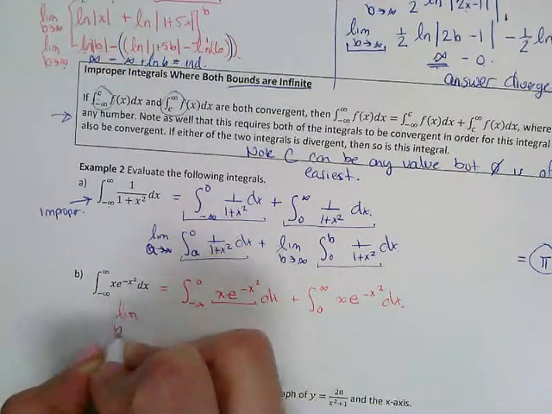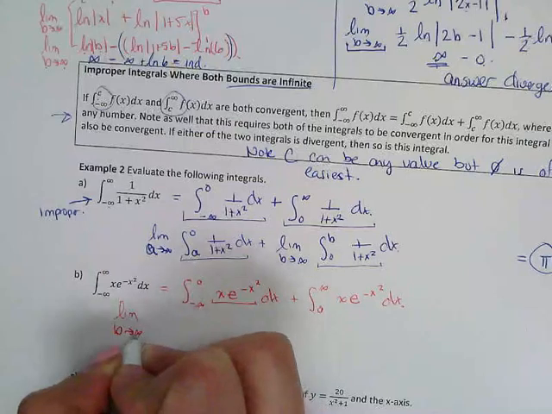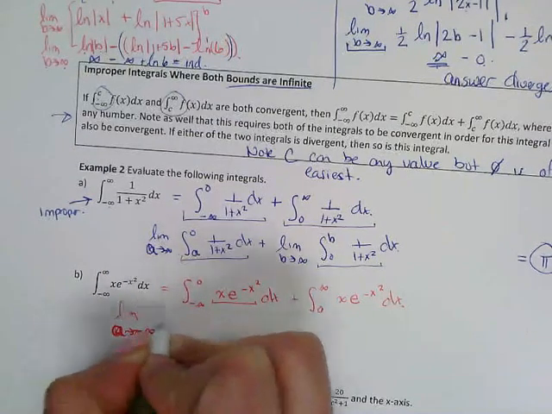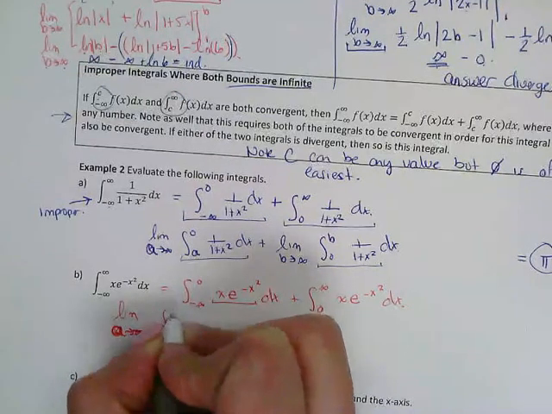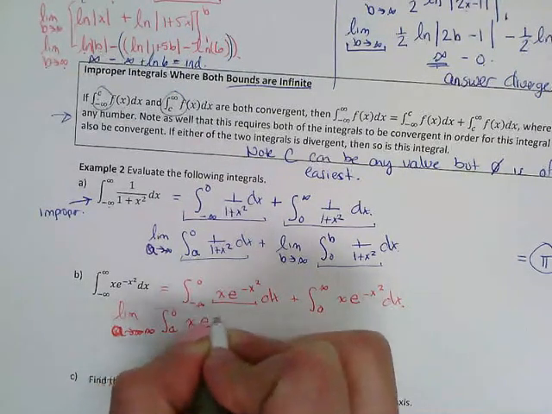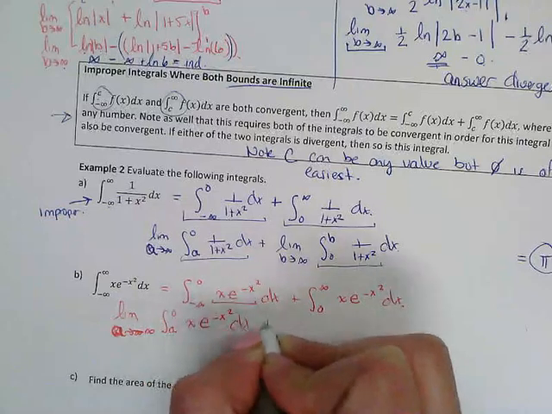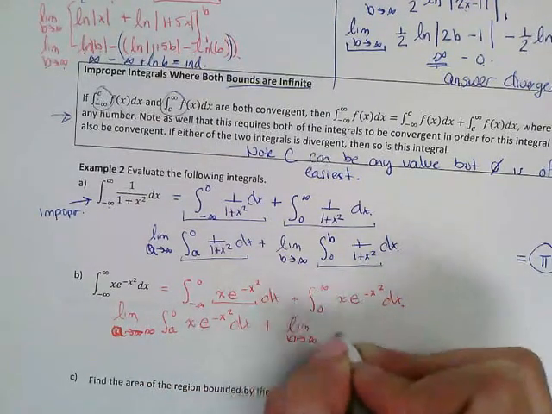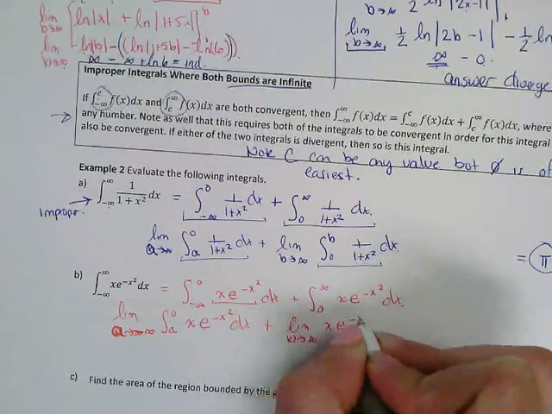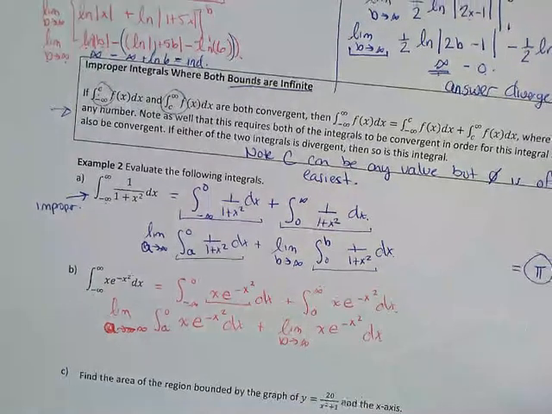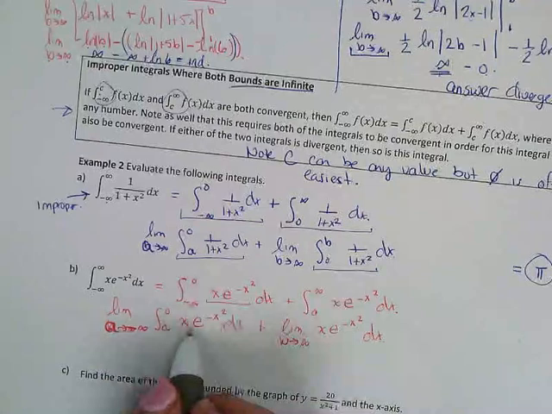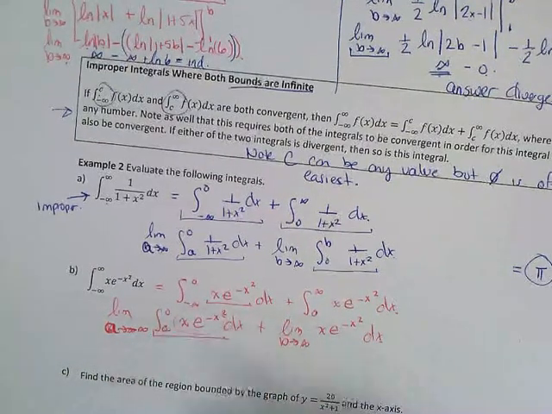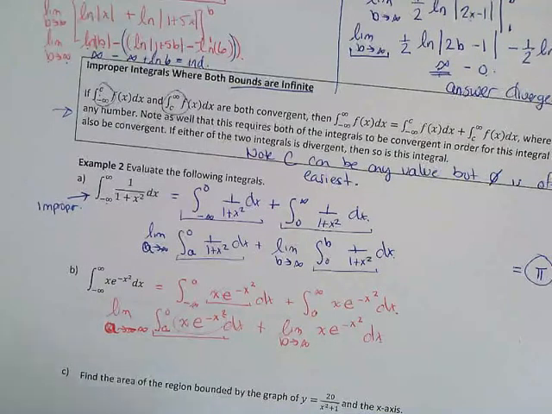So it's the limit as a approaches negative infinity of the integral from a to 0 of x e to the negative x squared dx, plus the limit as b approaches infinity of the integral of x e to the negative x squared dx. So I hope you guys notice how to integrate this. So this next part for integration, what are we going to use?